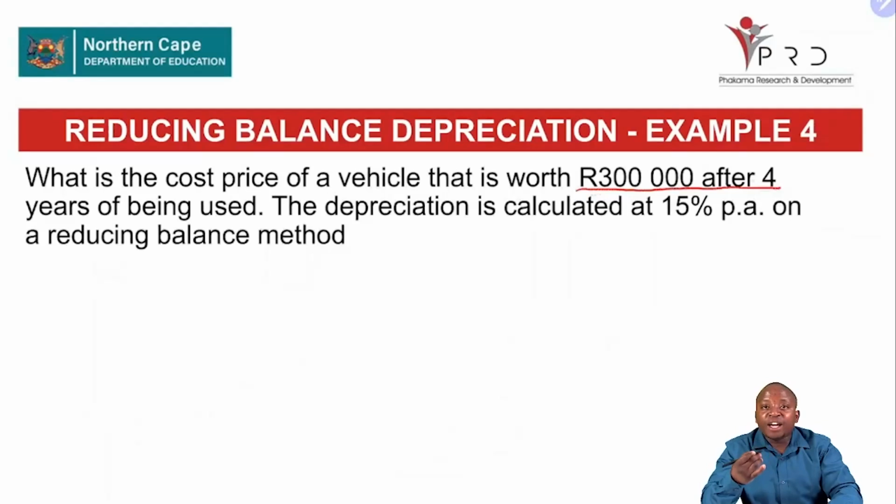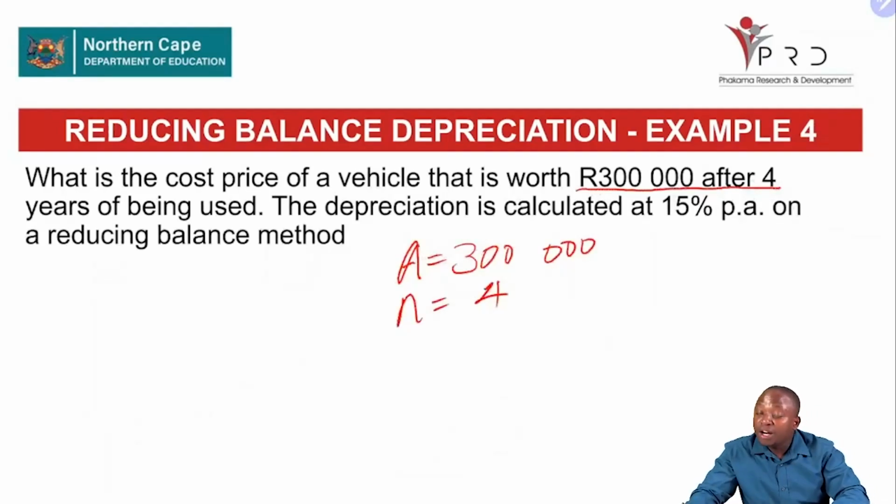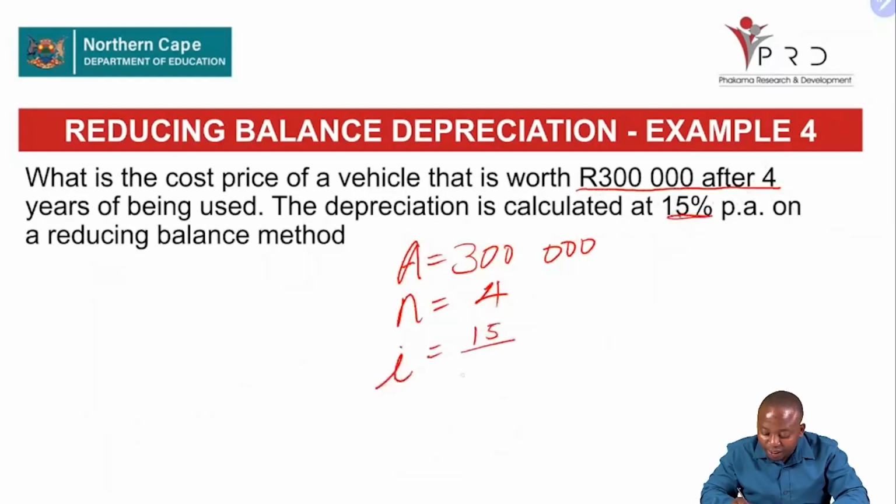So we've used this vehicle for 4 years. After 4 years, it is now 300,000. That means in the future, after those 4 years, it's 300,000. So N is already given because we're saying after 4 years. And they said our depreciation is calculated at 15%. So our I is how much? It's 15. We take the rate and divide it by 100. So 0.15 on a reducing balance method.